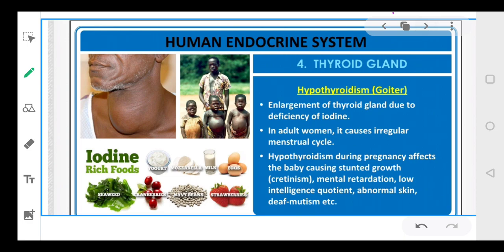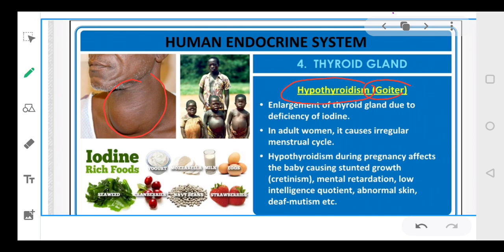Okay, now coming to the next part that we have, hypothyroidism, that is goiter. Now if you look at the pictures, just look at this person. He is having a goiter in his neck. These are the abnormalities, the deficiencies. If you are not taking iodine properly in your diet, then these hormones will not be produced.